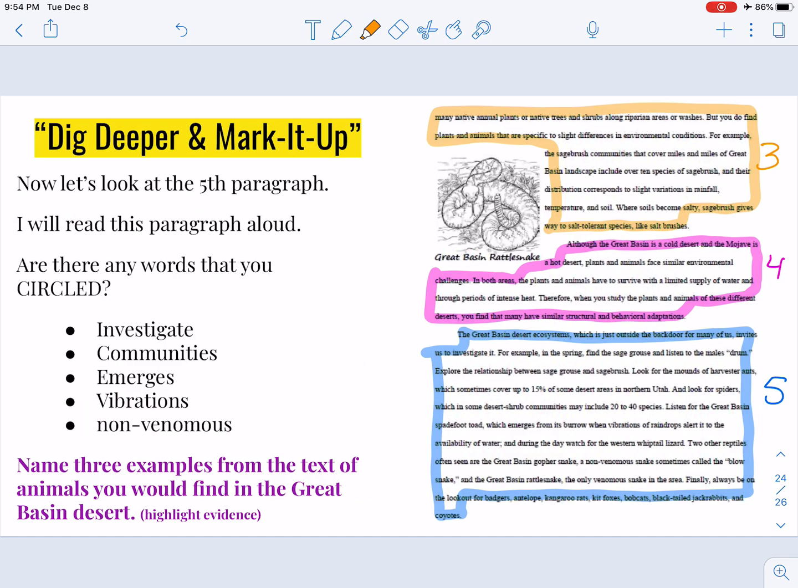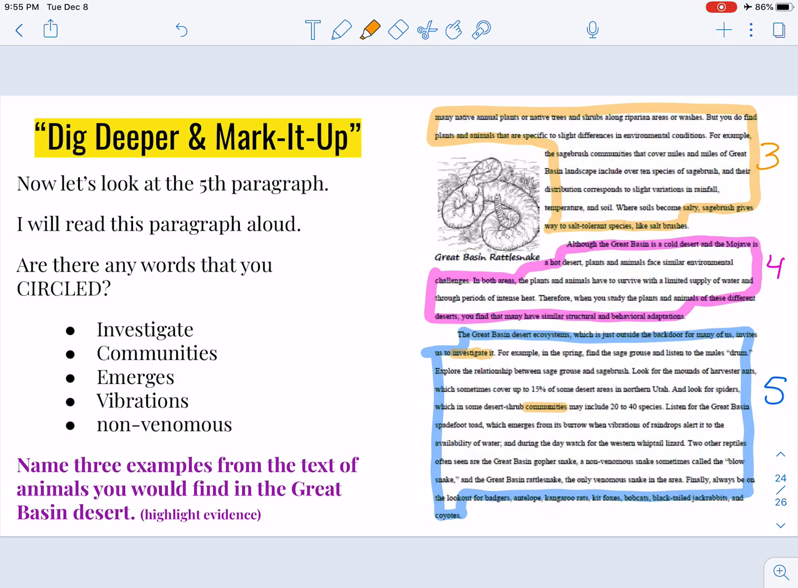Now let's read this fifth paragraph. I'll go ahead and read it out loud. Make sure that you are circling words as you need. The Great Basin Desert Ecosystems, which is just outside the back door for many of us, invites us to investigate it. For example, in the spring, find the sage grouse and listen to the male's drum. Explore the relationship between sage grouse and sagebrush. Look for the mounds of harvester ants, which sometimes cover up to 15% of some desert areas in northern Utah. And look for spiders, which in some desert shrub communities may include 20 to 40 species.